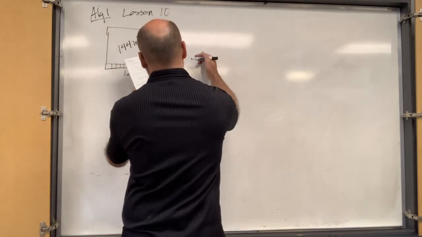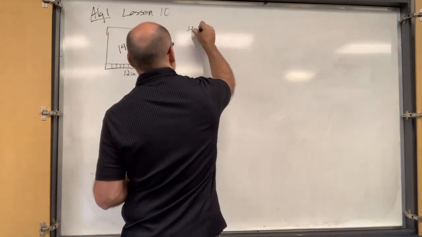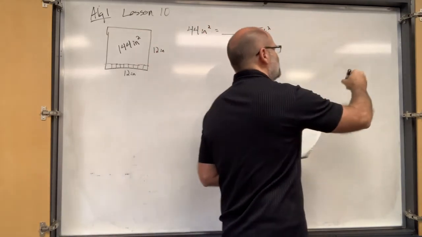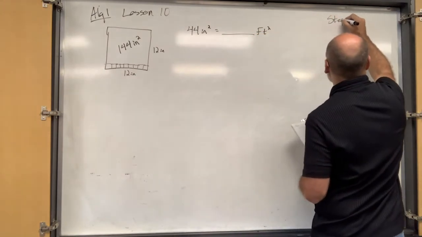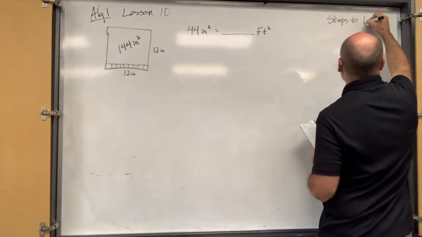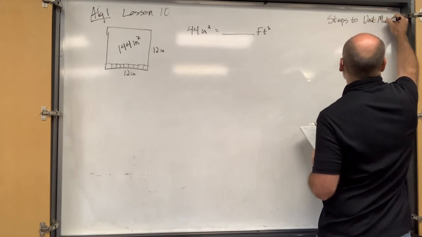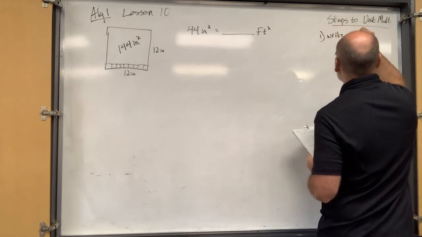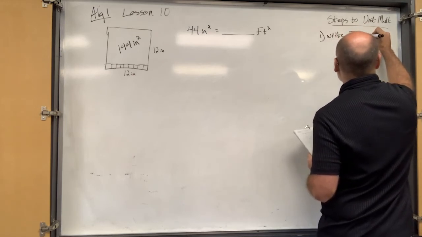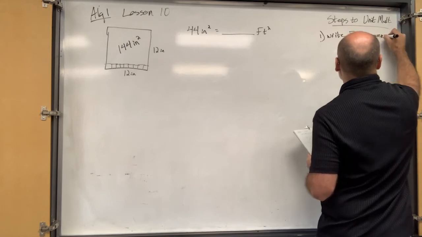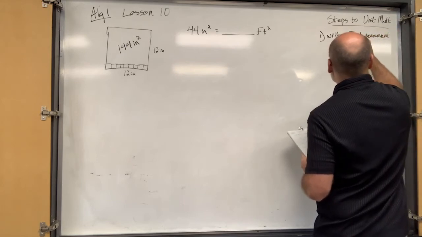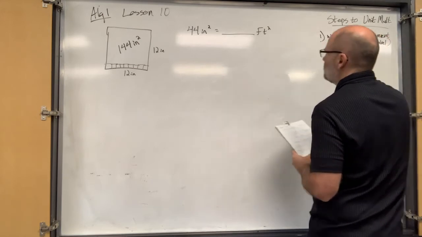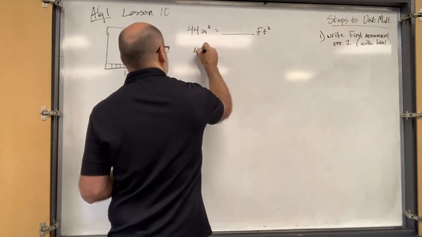Let's try an example. Let's try 44 square inches equals how many square feet? Well, remember the steps to unit multipliers. First one, write first measurement over 1. Don't forget the label. So with the label, because that label is the most important part of converting with unit multipliers.